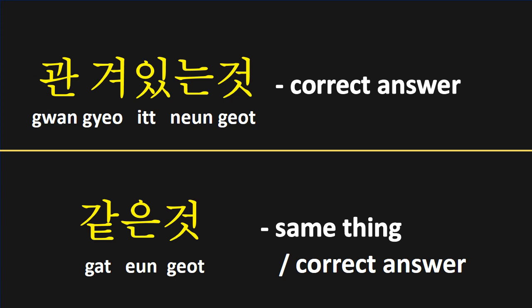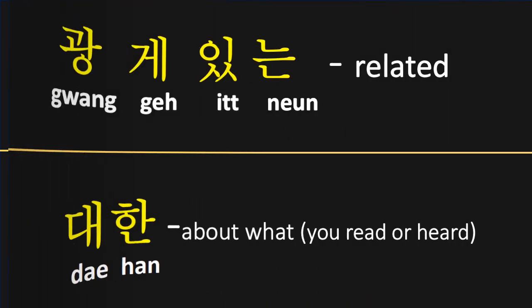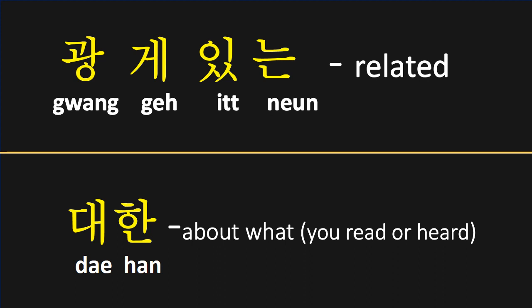Katungat means same thing. The question is looking for the same thing. Kwangge itnan means related. The question is looking for the related answer. Tehan means about what? About what you read or heard.